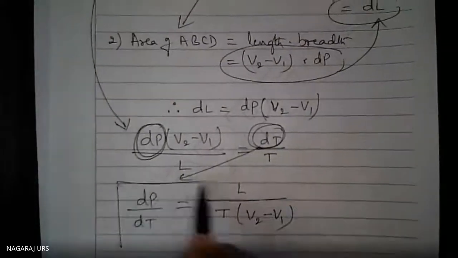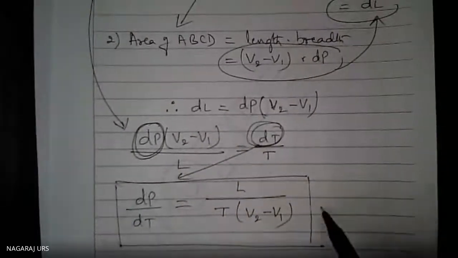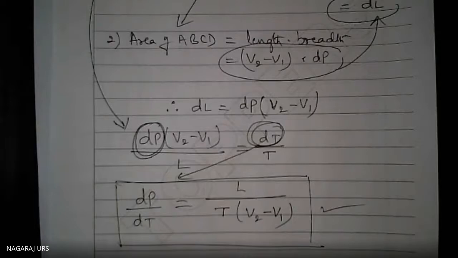This is the derivation concept. This is called by the name Clausius-Clapeyron first latent heat equation, derived by using the Carnot cycle. Very simple idea. I will show the whole notes today itself.